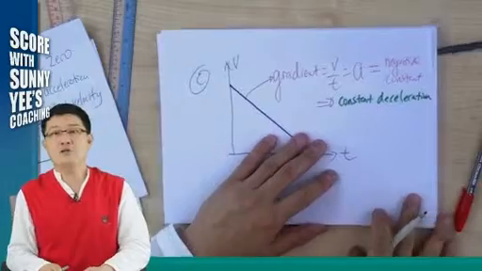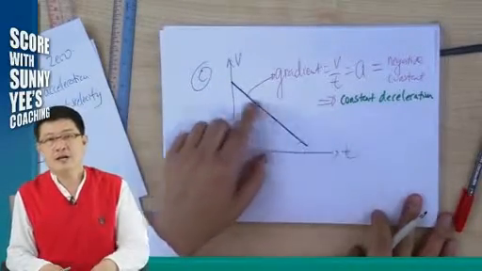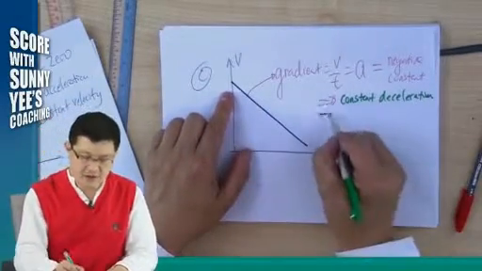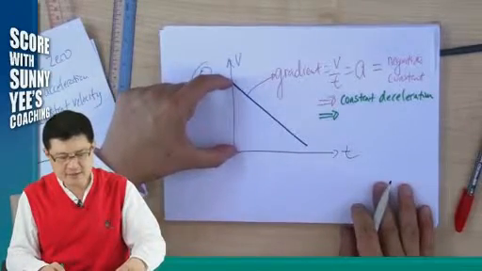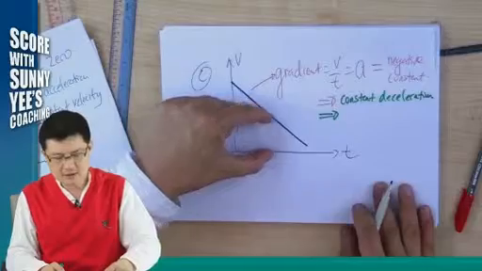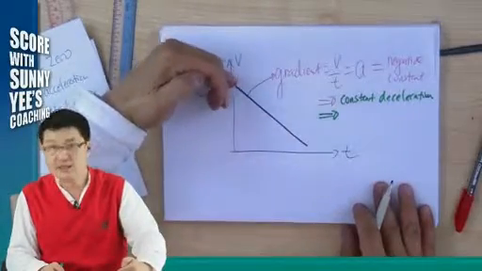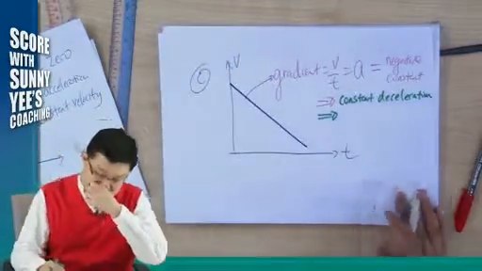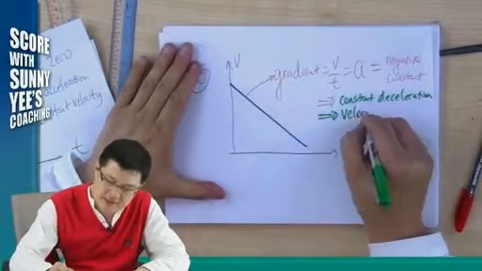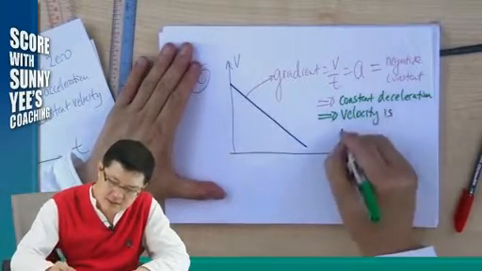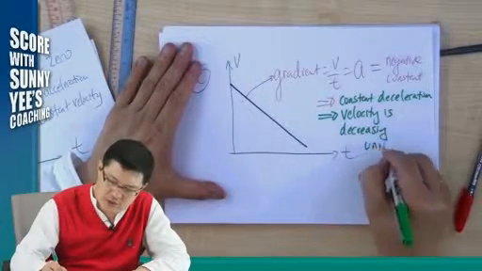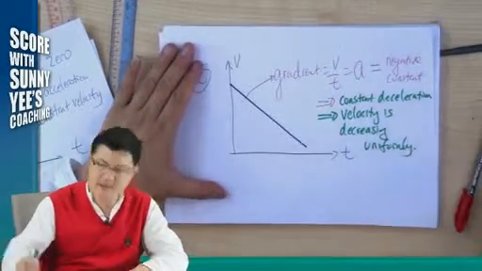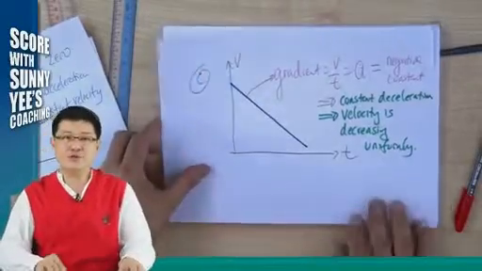Alright? A constant deceleration. And not just the constant deceleration, look at the y-axis. It is decreasing. Look at my finger: smaller, smaller, smaller, smaller. The velocity is decreasing uniformly. Okay? Velocity is decreasing uniformly.